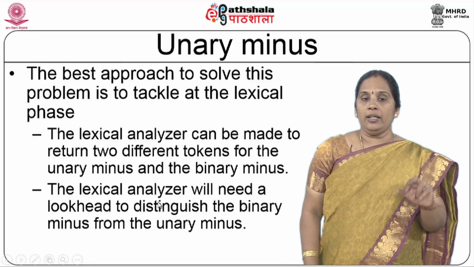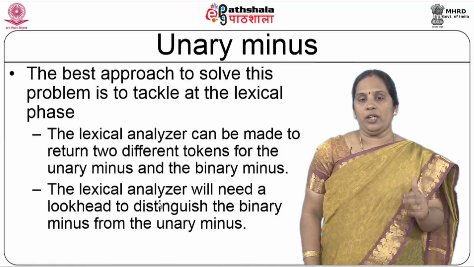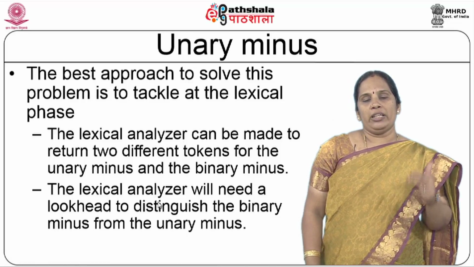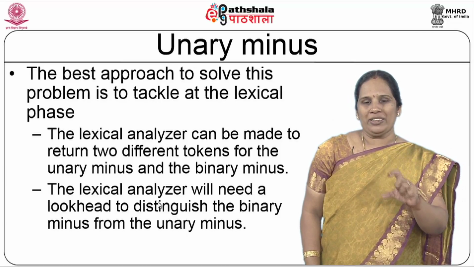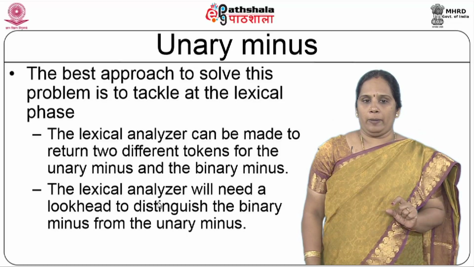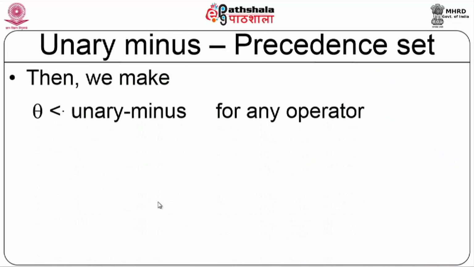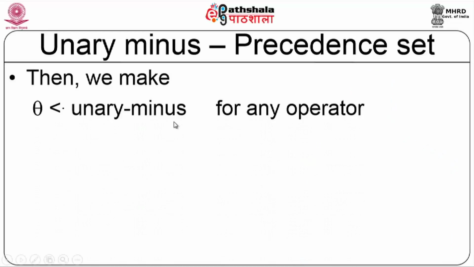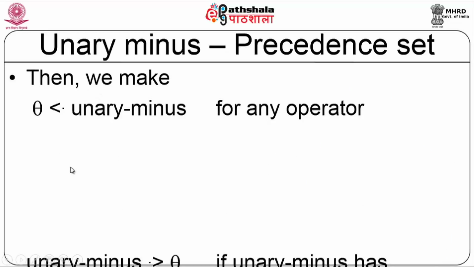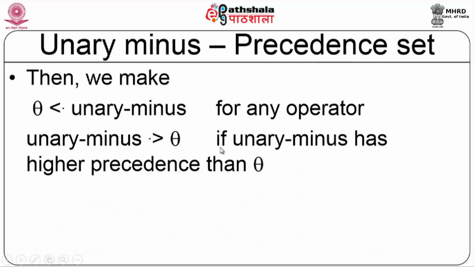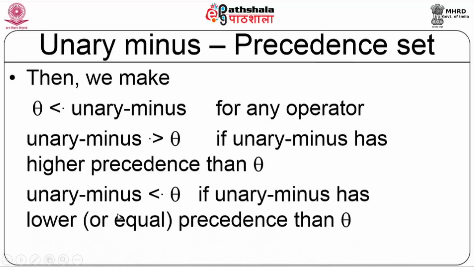So, the lexer is made to issue two different tokens, whether it is unary minus or binary minus. So, that is another drawback. This is the overhead on the lexical phase of the compiler. Then we make theta less than unary minus. This is the precedence relationship which is being set, and we say unary minus is greater than theta if unary minus has higher precedence than theta, and unary minus is less than theta if unary minus has lower or equal precedence than theta. This is done for any operator. This is done as an exception because it is a unary minus, and your expression will typically have a unary minus as one of your operators.